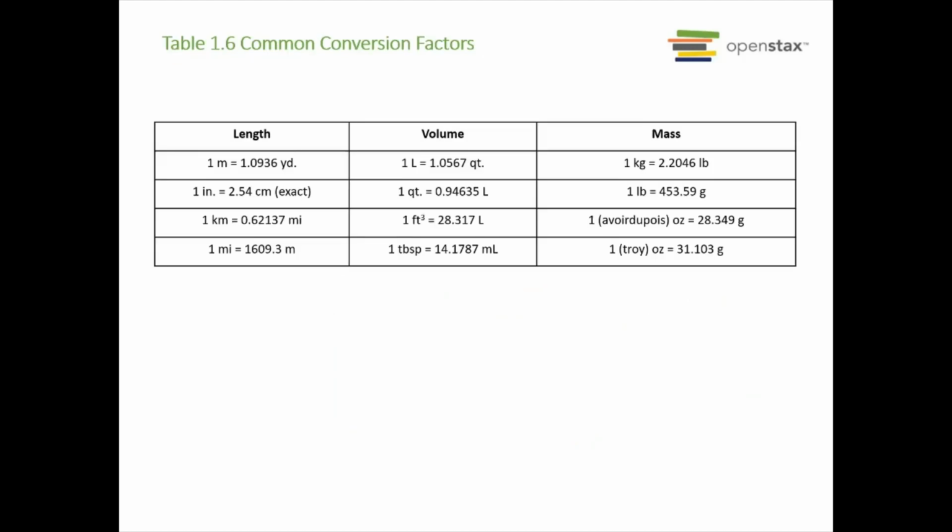So here's table 1.6. This has a bunch of different common conversion factors in it. So for instance, 1 meter is equal to 1.0936 yards, 1 quart to 0.94635 liters. So this is just a helpful table with some conversion factors, or equivalencies that you can then turn into conversion factors.